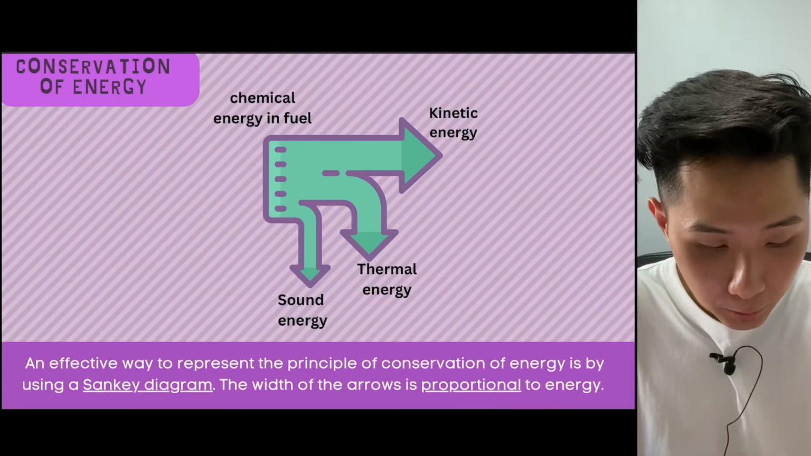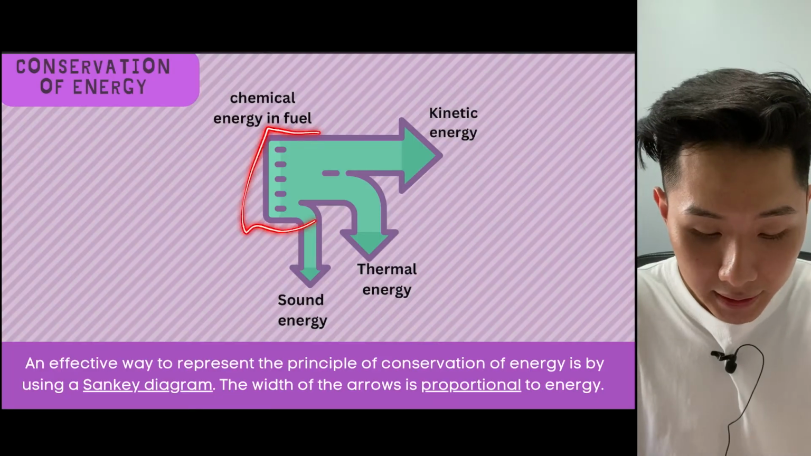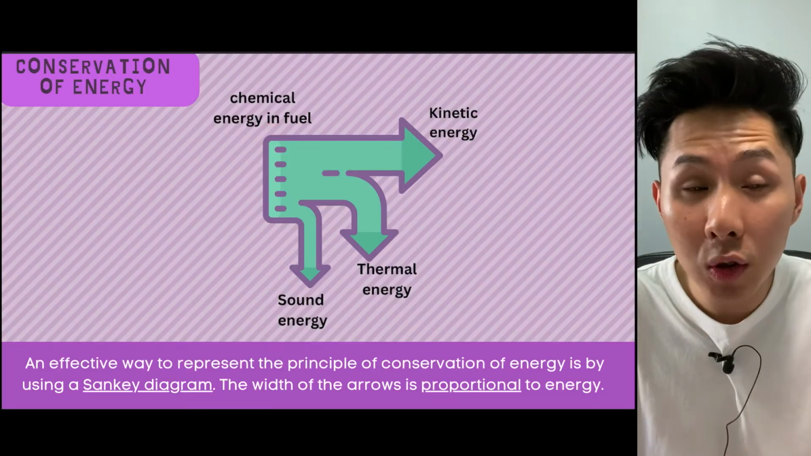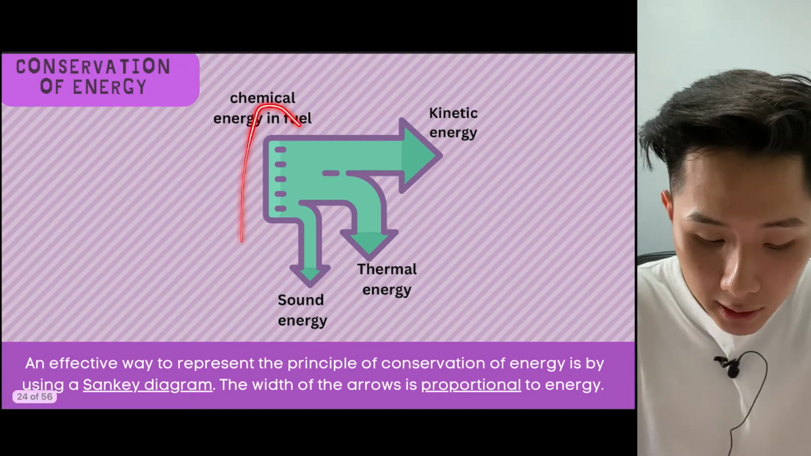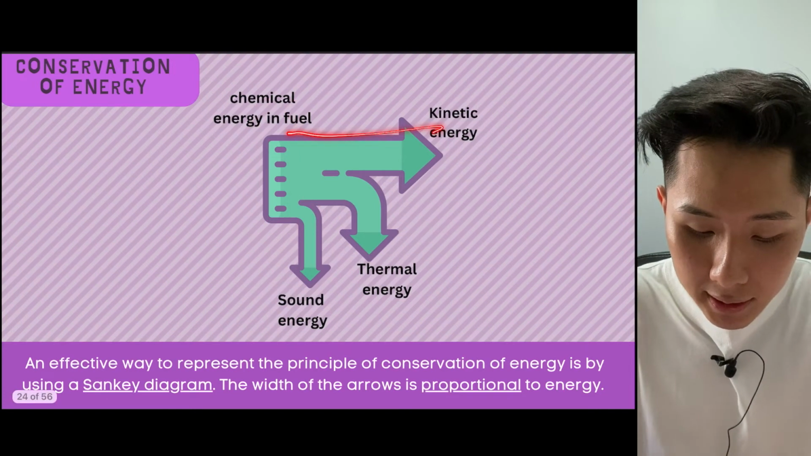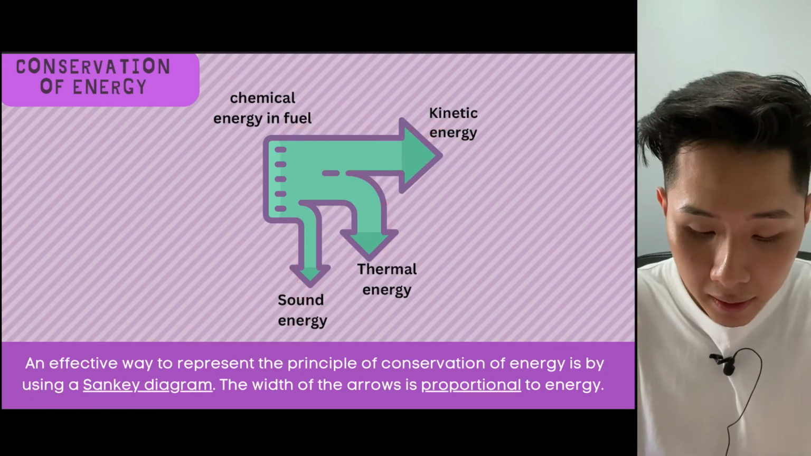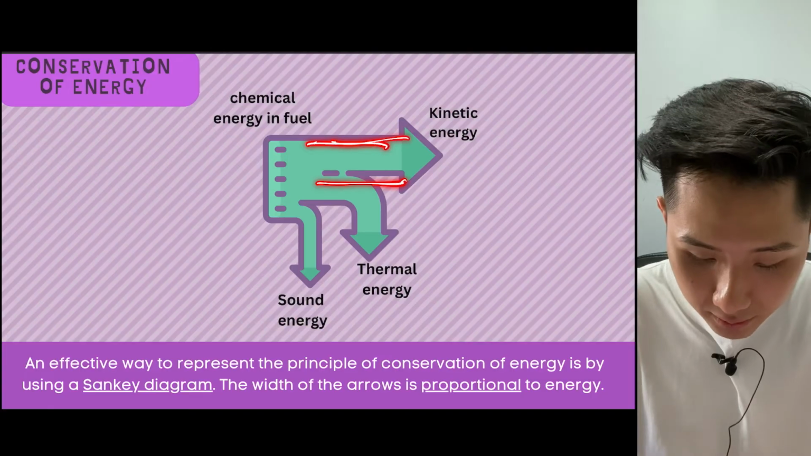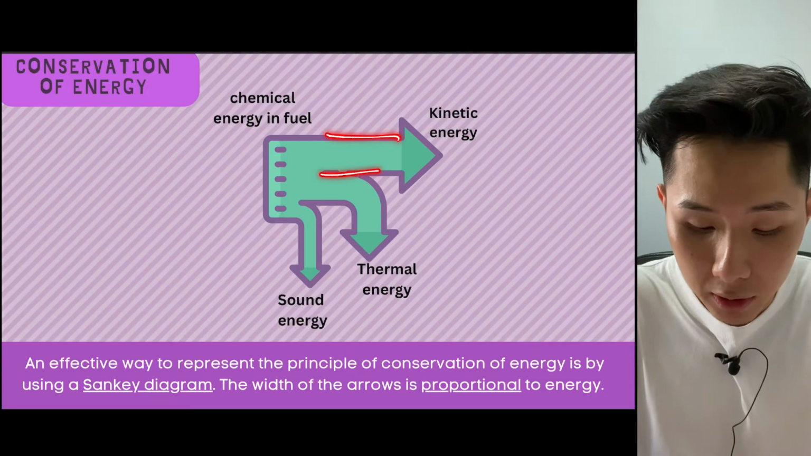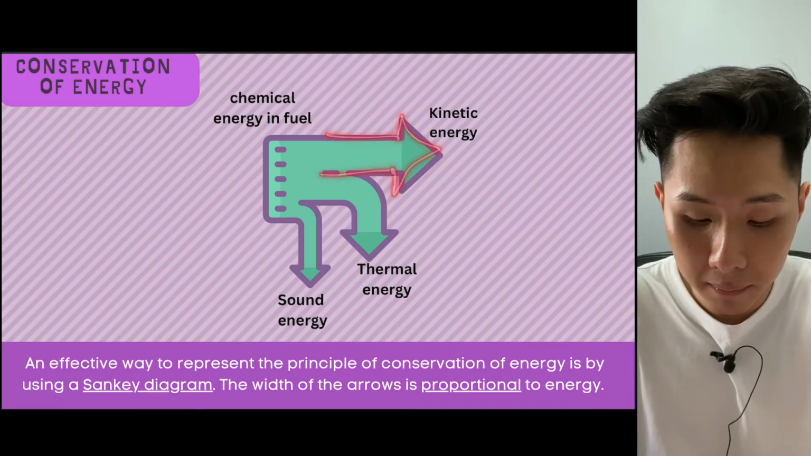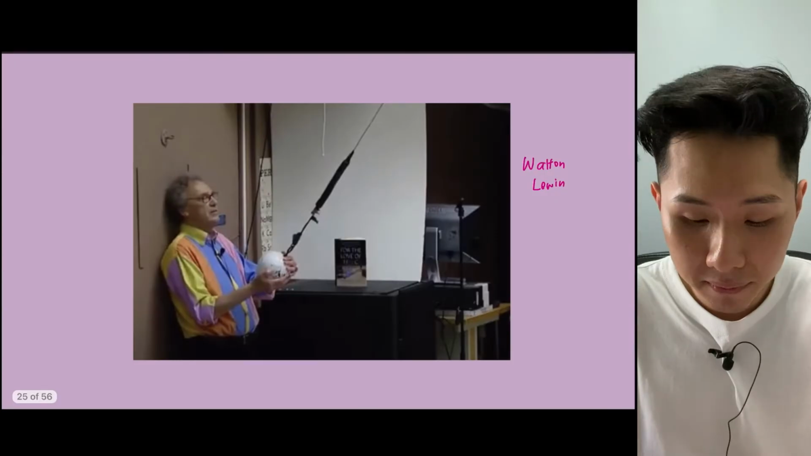So let's look into another diagram here. This is called a Sankey diagram, which will show how energy is being transferred effectively, because again, energy cannot be lost. So initially you have chemical energy, some of it being transferred to kinetic, thermal, and also sound. And the bigger the width of the arrow, the greater the amount of energy contributed to that particular form of energy. So in this case, we have most of the energy converted to kinetic.